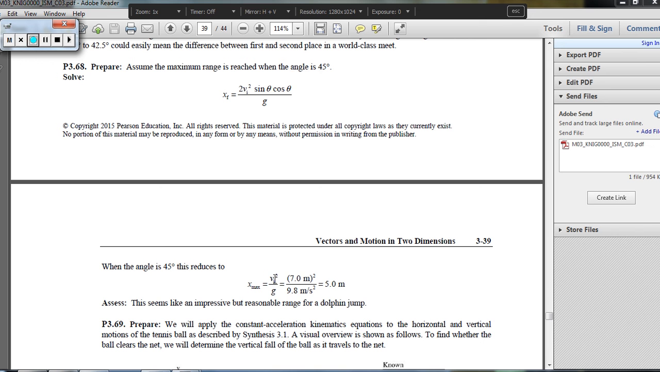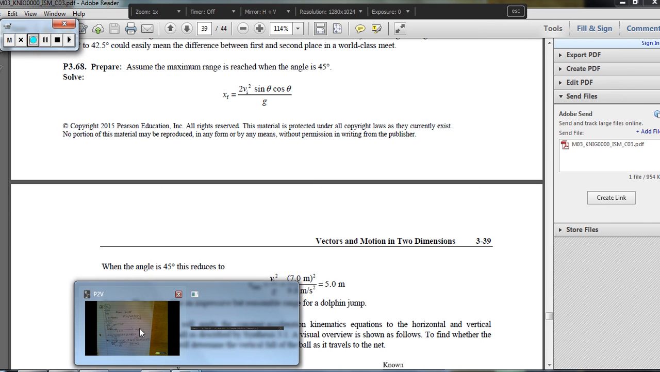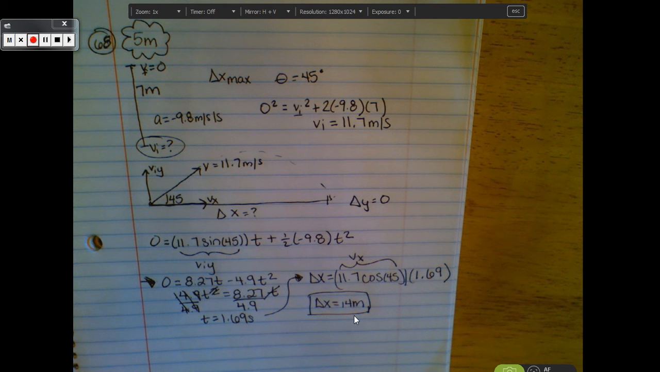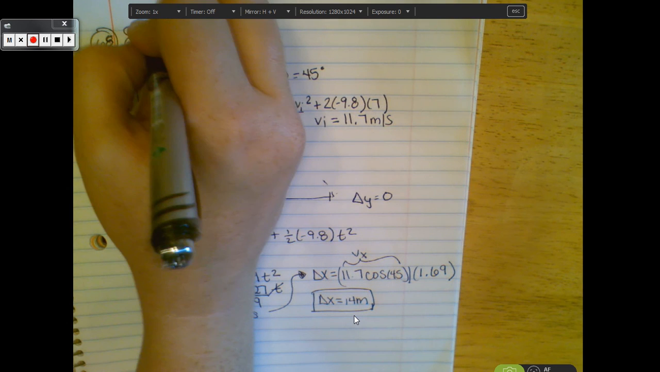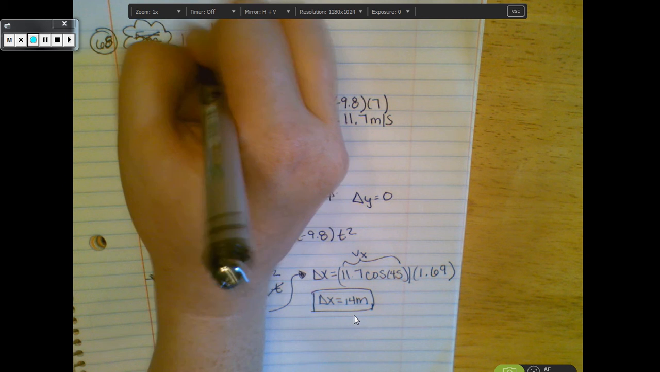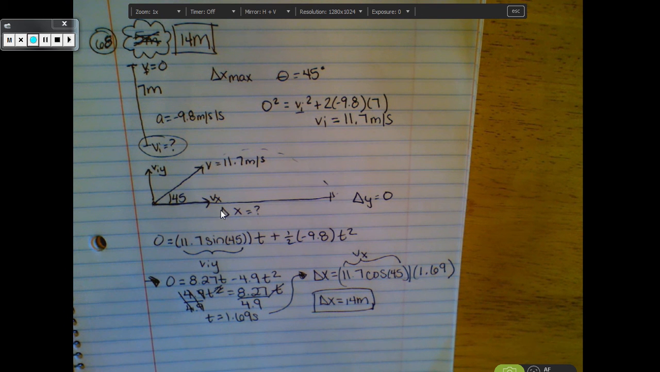But if you can see, they're using this equation, and they say it simplifies to this right here, VI squared, and then they use this 7 meters, which is completely wrong, because 7 meters isn't a velocity at all. And when I used this equation and plugged in the 11.7, which is what we found for VI, and 45 degrees here and here, and 9.8 for G, then I got 14 meters. So we're going to cross out this 5 meters, say the book is wrong, and the correct answer is 14 meters. Sorry for the confusion.